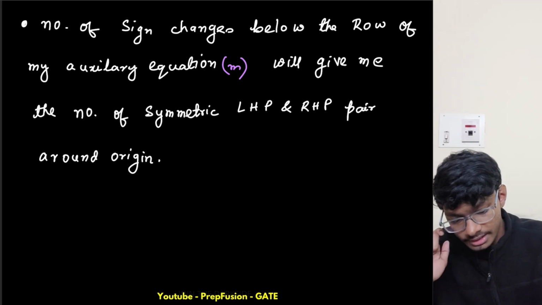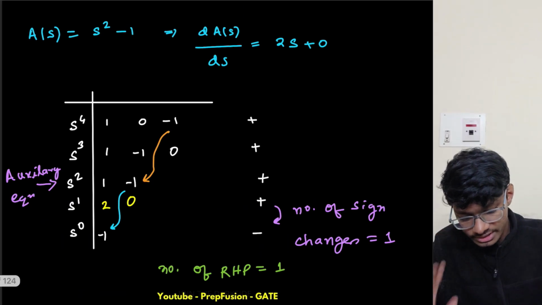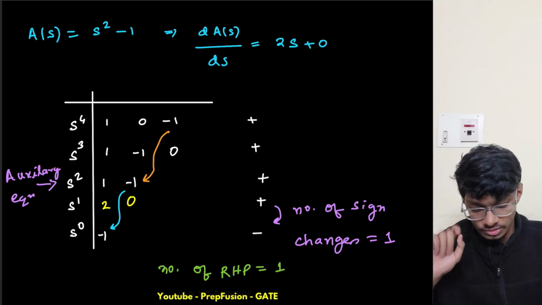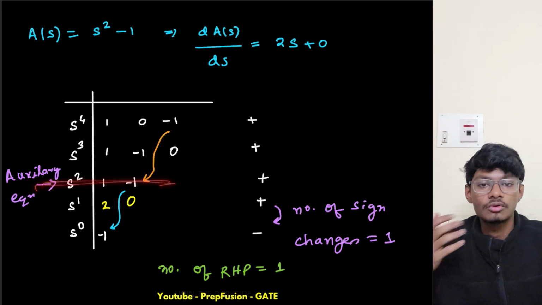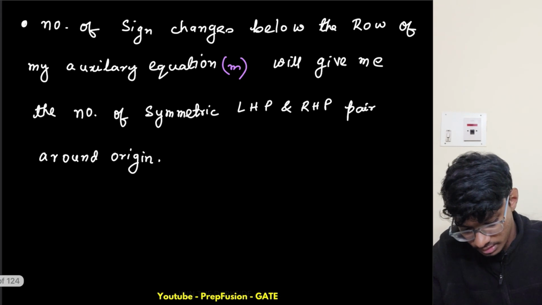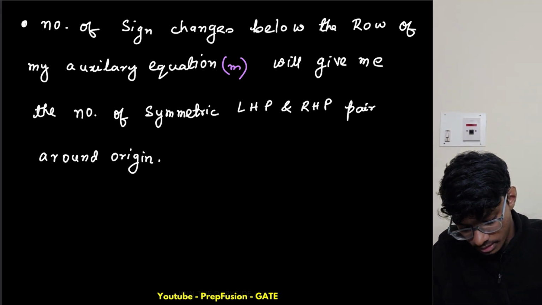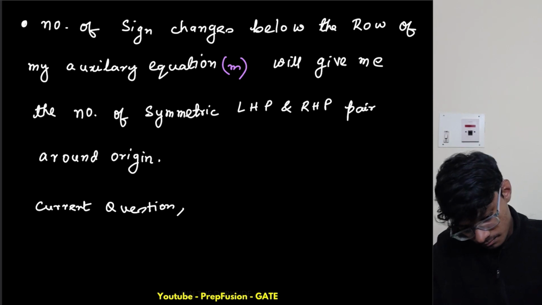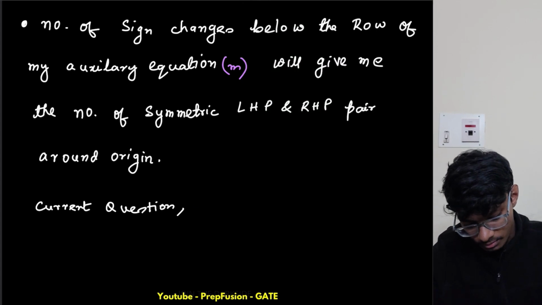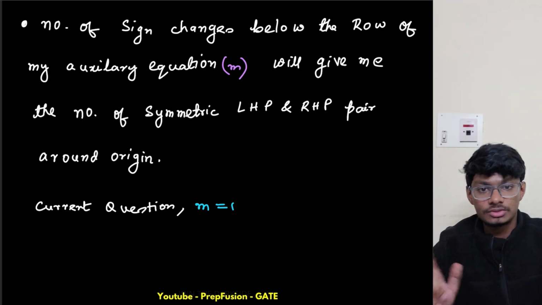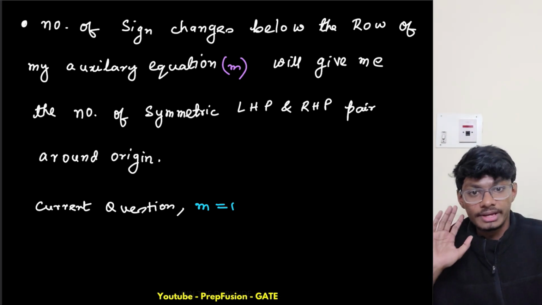Here, what I notice is the auxiliary equation is this row, and below this row, how many sign changes do we see? We see one sign change. So in the current question, my m is equal to 1.